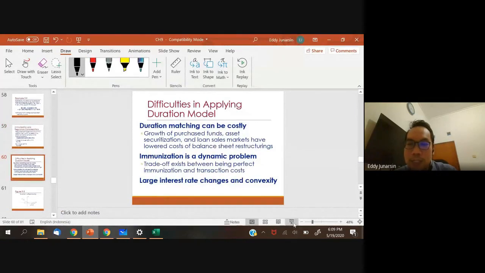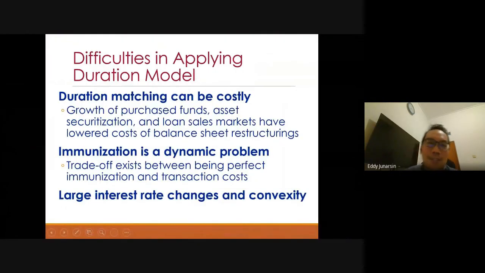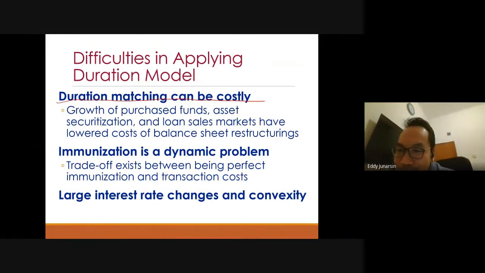Okay, so what are the weaknesses of the duration model? Firstly, duration matching can be very costly. We talked about this from Karina's explanation about the duration of liabilities. You could imagine we have to determine each item's market value. Imagine that you have to determine the market values of all the items on the asset side and also on the liability side. That could be very costly.